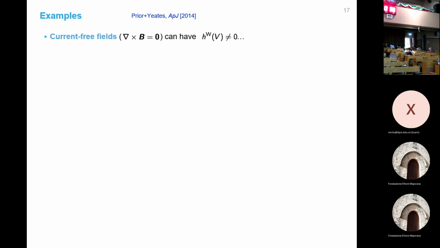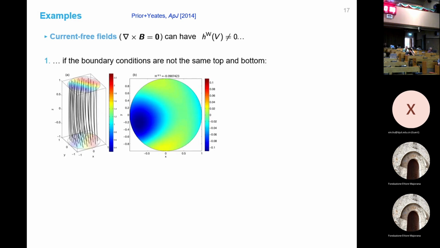So some more examples that are going to be numerical here. Solar physicists are often interested in what we call potential fields or current-free fields, where it's curl-free. As we heard, I think Gunnar was discussing, these would be minimum energy states in MHD. And it turns out that these can have non-zero helicity. For example, if you have a domain where you have different boundary conditions at the top and the bottom, you can force the current-free field to have a twist, if you like, or some topological structure.